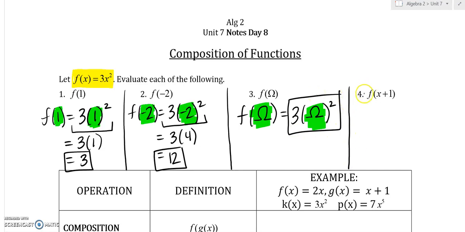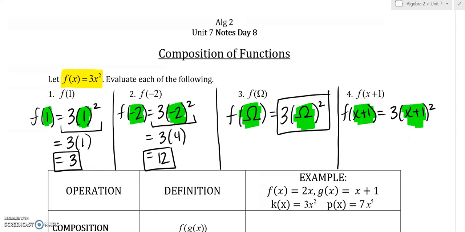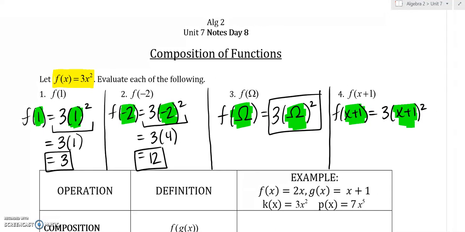My last one, problem 4, f of x plus 1. So I want to plug in x plus 1. When I do that, I get 3 times x plus 1 quantity squared. I'm highlighting them green, I want those pieces to match up. Now I'm going to keep going. It gets a little tricky. I need to handle x plus 1 quantity squared. Remember from yesterday, that means this thing is happening twice, and then we practiced foiling it out.